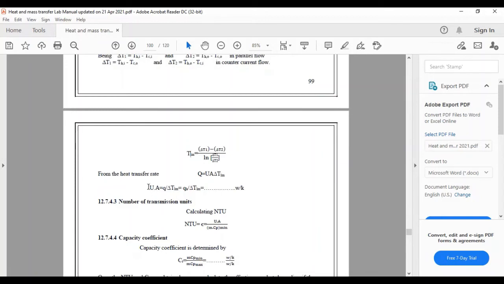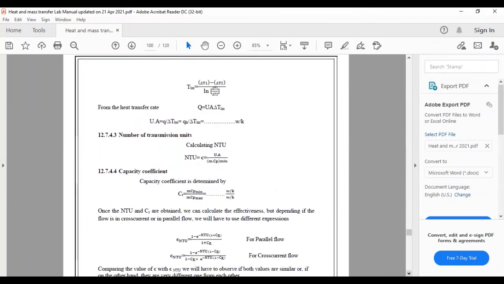Finally, the same way we will get the U dot A value, and that will be Q over delta T, where this Q is basically the QH we have computed here, and this delta T is basically this TLM, and we will get the value of U dot A. This is the similar way. Now we will get the values of two U dot A, because in one set of values we are using the parallel flow, and in the second set of values we are using the anti-parallel flow.